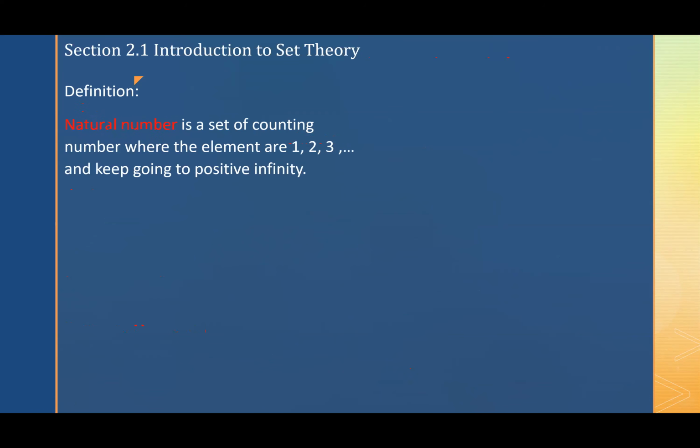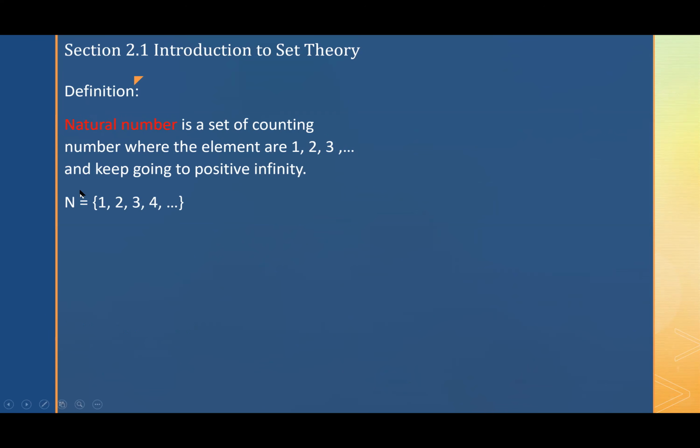So for us in chapter 2, the only number that we deal with is a natural number. And a natural number is basically 1, 2, 3, 4, 5, 6, all the way to positive infinity. Meaning we don't consider any negative number, we don't consider any decimal or any fraction. For us, we only deal with natural numbers.